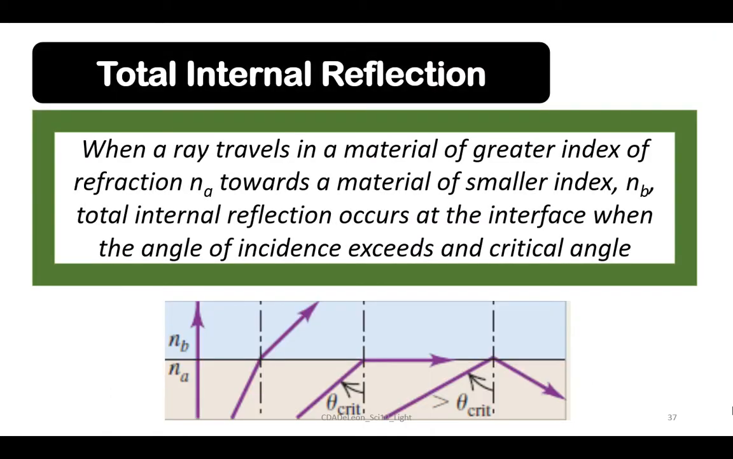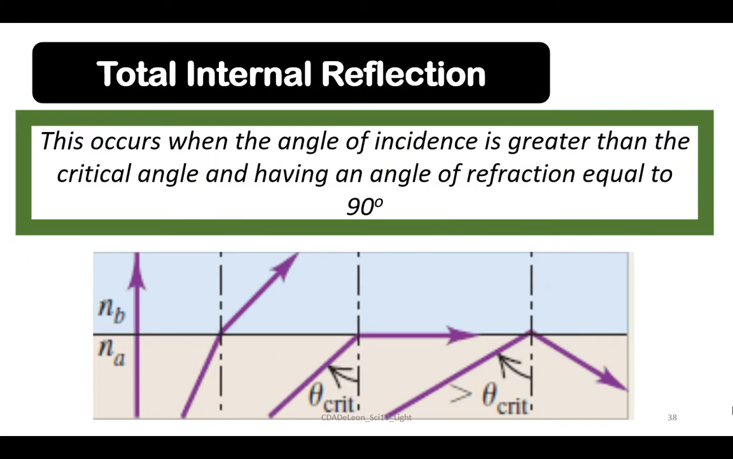Now, let's discuss the total internal reflection. When a ray travels in a material of greater index of refraction, which can be represented by NA, towards a material of smaller index, which is represented by NB, total internal reflection occurs at the interface when the angle of incidence exceeds the critical angle. This occurs when the angle of incidence is greater than the critical angle and having an angle of refraction equal to 90 degrees. Okay? So, that is total internal reflection.